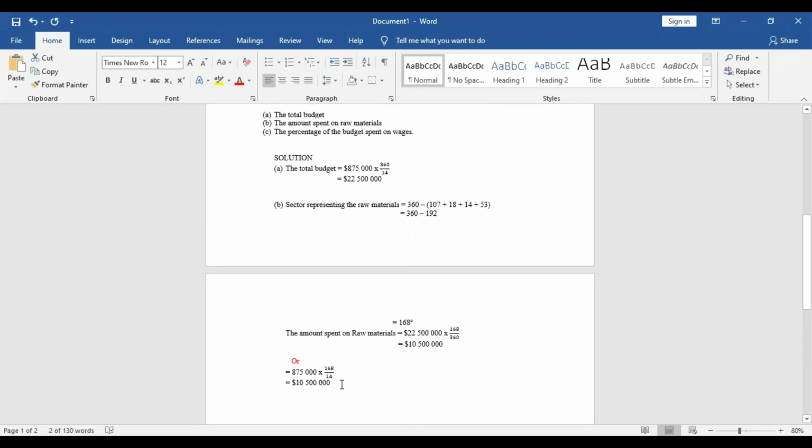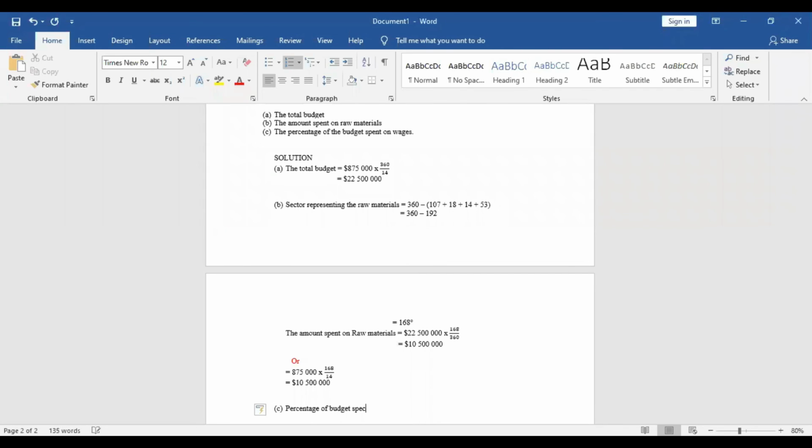All right, so silence again. I assume that's yes. So we're going to look at part C, where they ask us for the percentage of the budget spent on wages. Good. So how do we go about doing that? Any idea before I go ahead and show you?